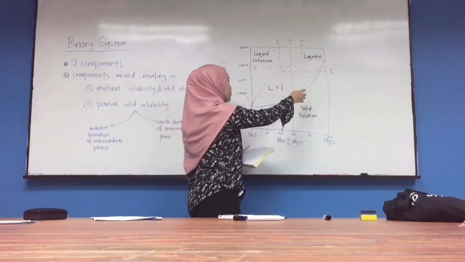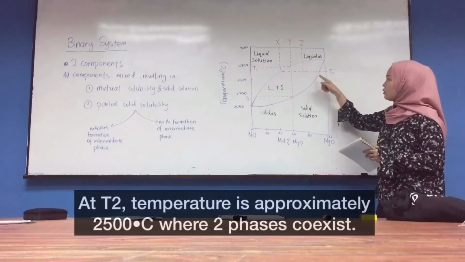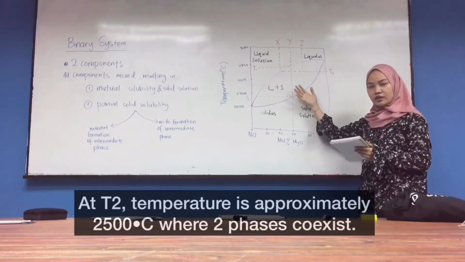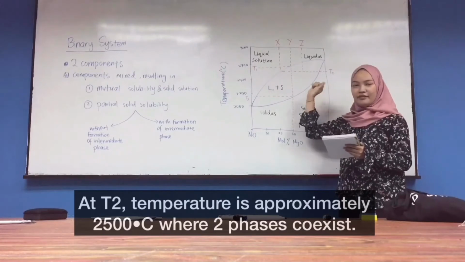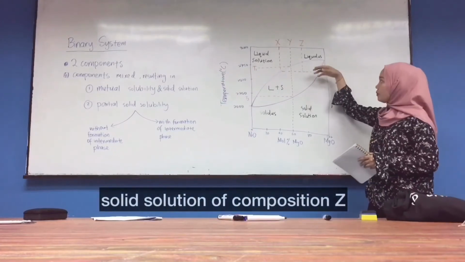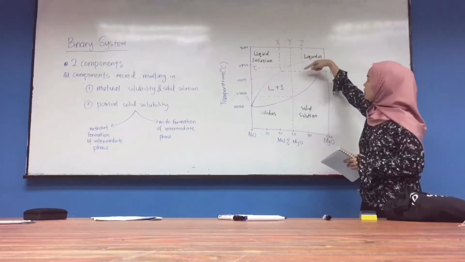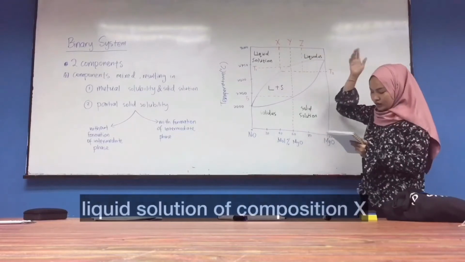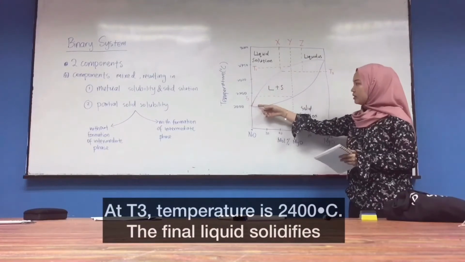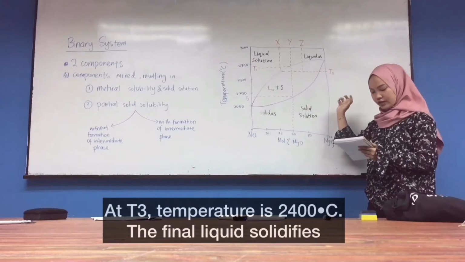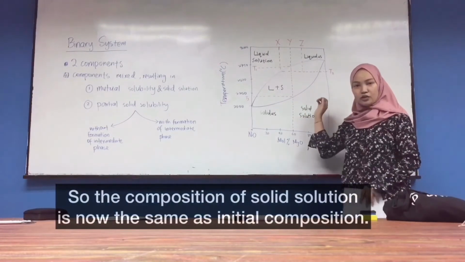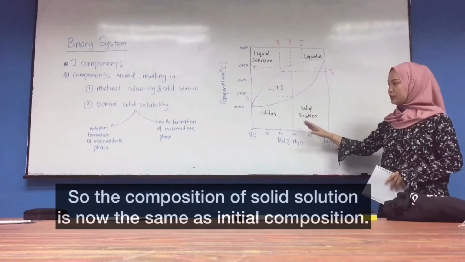Next is T2. The approximate temperature is 2,500 degrees Celsius, where two phases coexist: solid solution of composition Z and liquid solution of composition X. At temperature 3, approximately 2,400 degrees Celsius, the final liquid solidifies. So the final composition of solid solution is now the same as the initial composition.